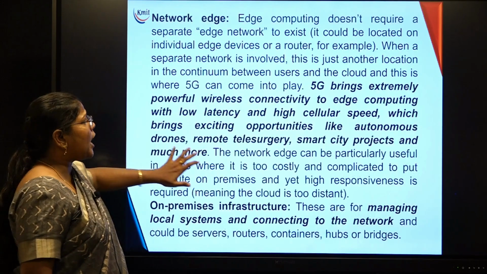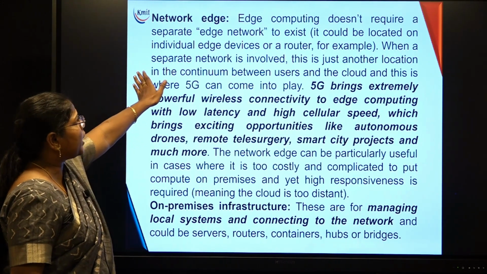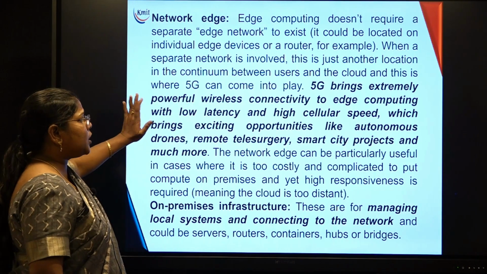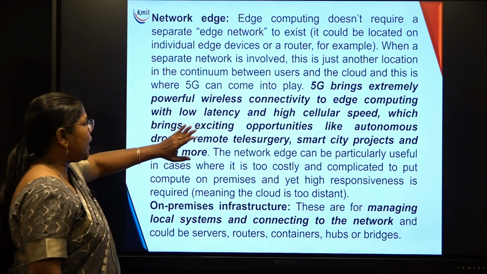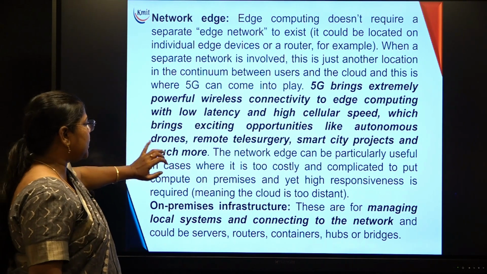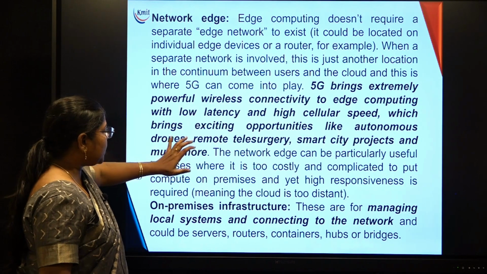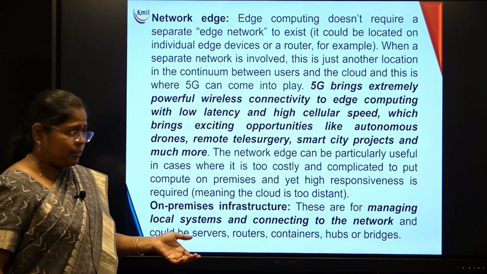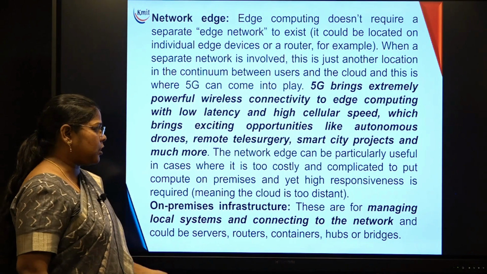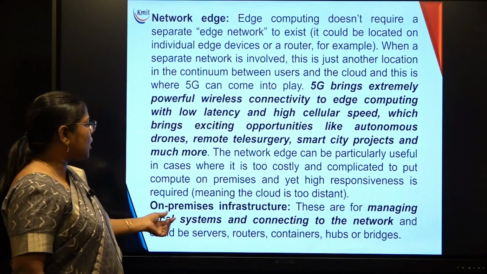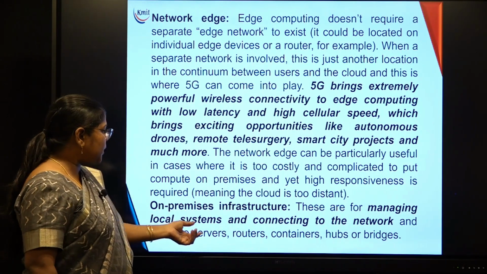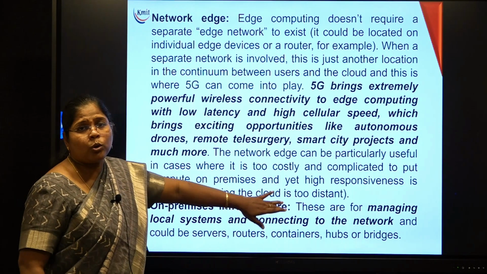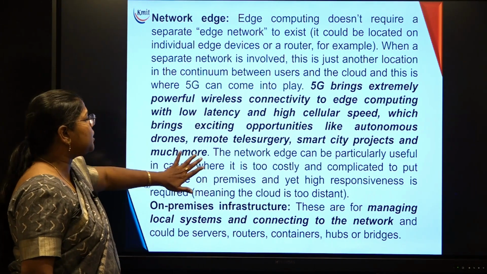The data is collected and given to a network edge. The network edge, with high frequency or 5G at high speed and low latency, sends the data, and based on the data it always stores the total data so that we can analyze the data easily. We also have on-premises infrastructure. These are for managing local systems and connecting to the network, and could be servers, routers, containers, or hubs, so that based on the on-premises infrastructure we can also do analytics and make decisions.